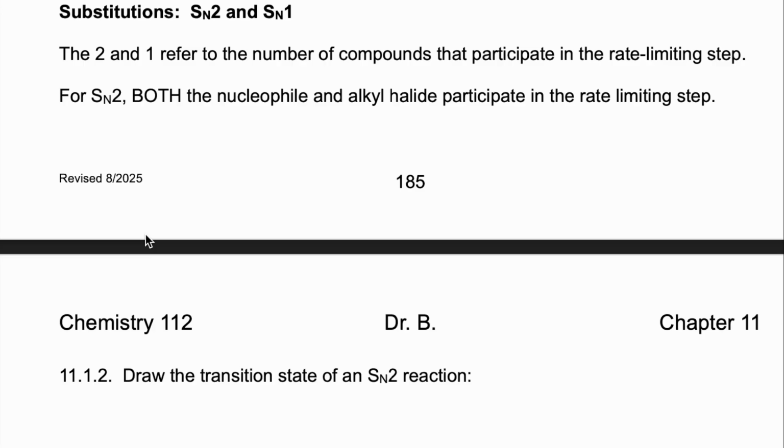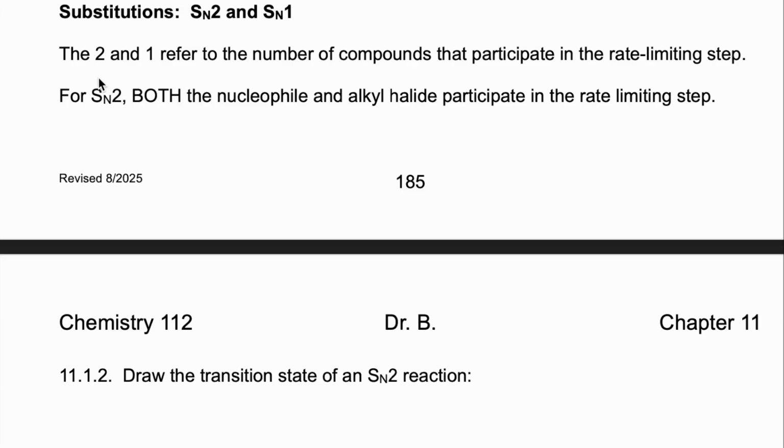There are two kinds of substitution reactions called SN2 and SN1. The 2 and the 1 refer to what is participating in that rate limiting step, whether just one compound with the leaving group is having the leaving group fall off by itself, or whether two compounds are coming together, the one with the leaving group is being attacked by the nucleophile, and they're both coming together in that transition state.